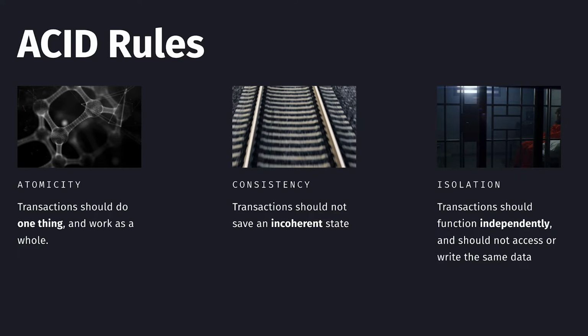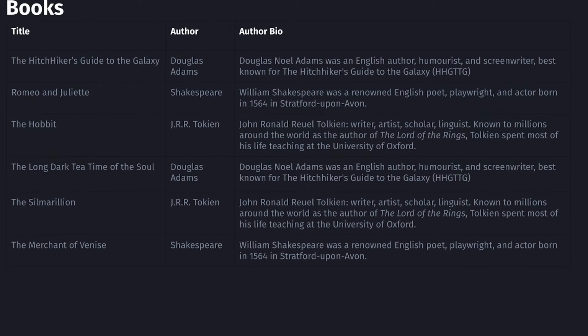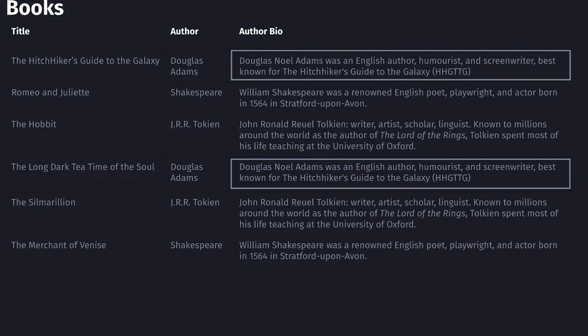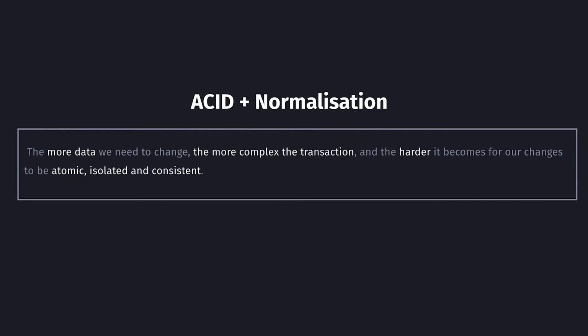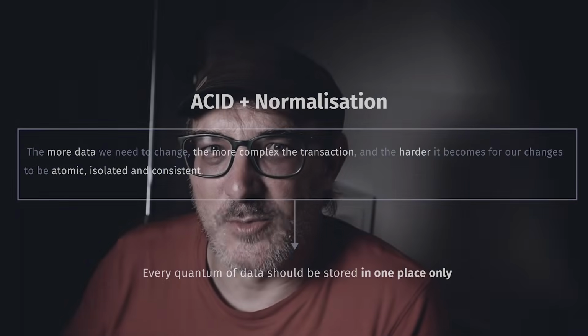Now, let's get back to our books database example. Let's say, for example, that we need to change an author's bio because they've passed away. We would need to go through every single book in our database by this author and edit the bio. We would need to change the same data at many different places. But the more data we need to change, the more complex the database transaction is, and the harder it becomes for our changes to be atomic, isolated, and consistent. Every information quantum, every little piece of information should be stored in one place only. That is what database normalization is all about.